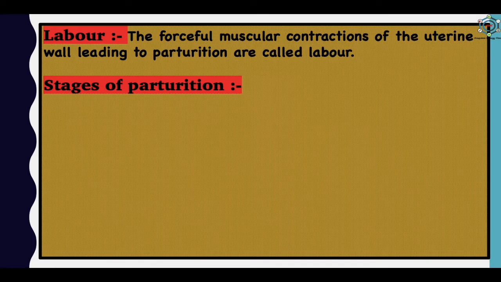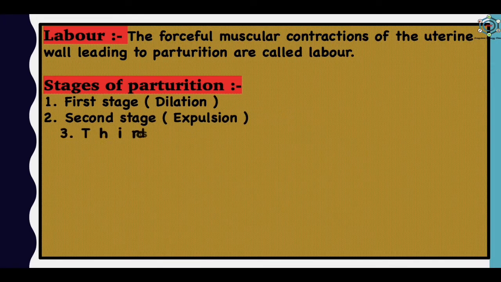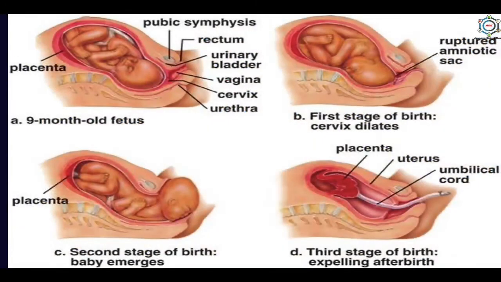Now, the stages of parturition. In this case, there are three stages. The first one is known as dilation, the second is expulsion, and the third stage is known as placental, which you can see in the picture. After the nine-month-old fetus, the first stage starts, which is known as dilation. It lasts for about 12 hours, and regular peristaltic contraction of the uterine wall begins, passing from top downward. This contraction moves the fetus down towards the cervix, which expands fully.